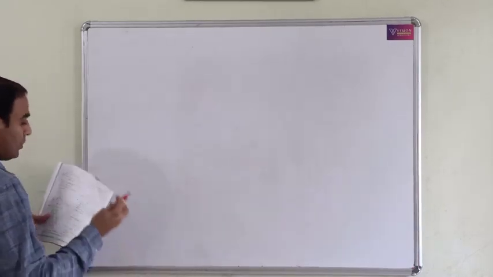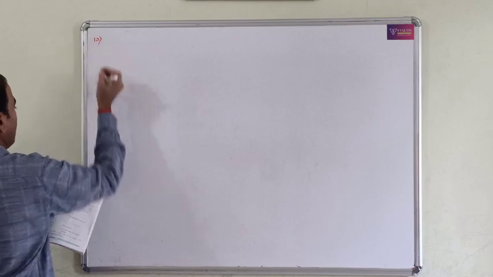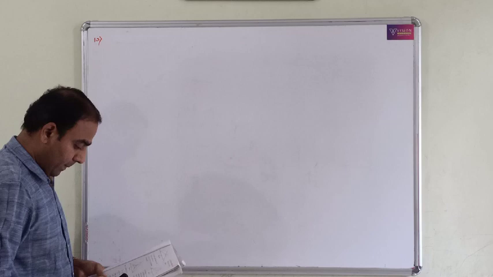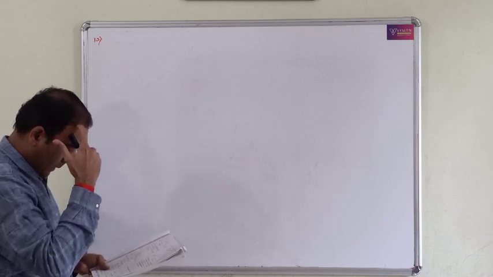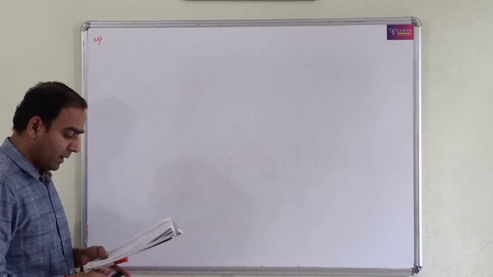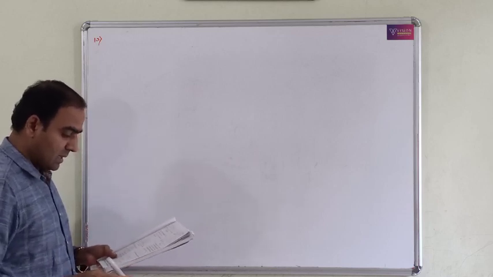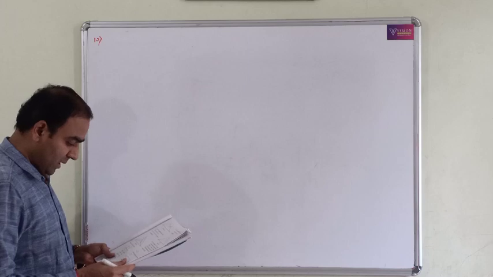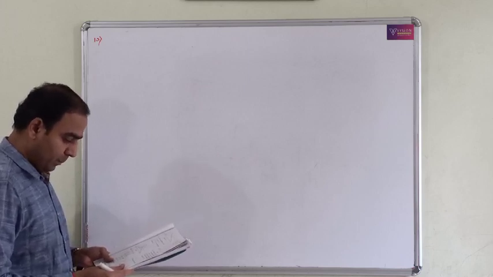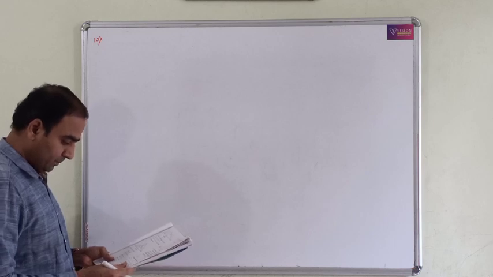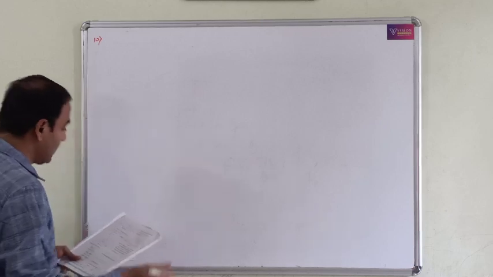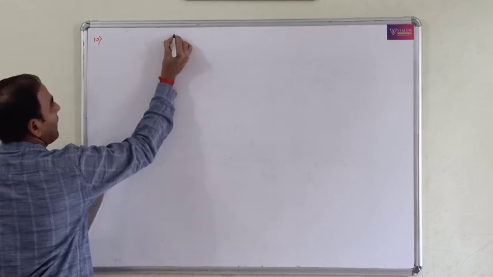For the 10th question: in the given figure, X is the interior point of triangle DEF. It is joined to the vertices of triangle DEF such that PQ is parallel to DE and QR is parallel to EF. From that we have to prove PR is parallel to DF. So for that we draw the figure.